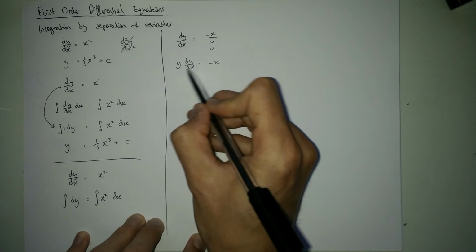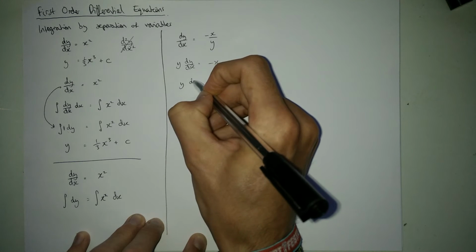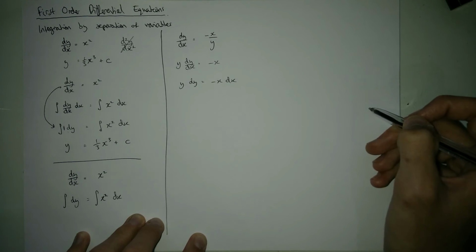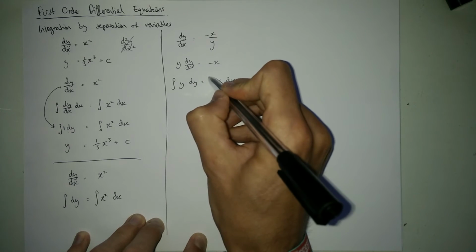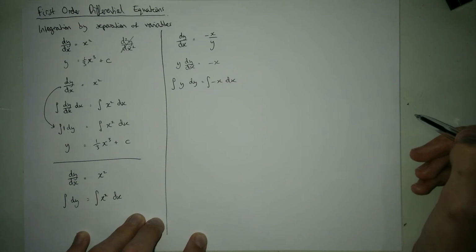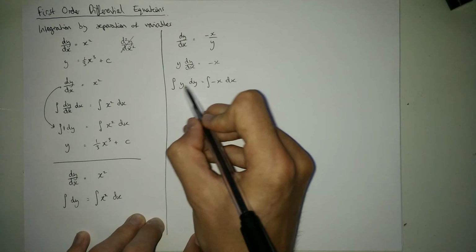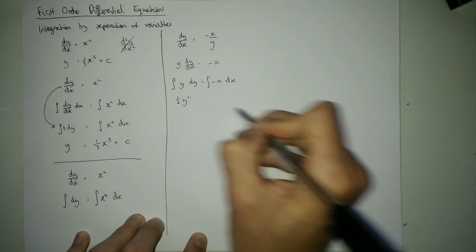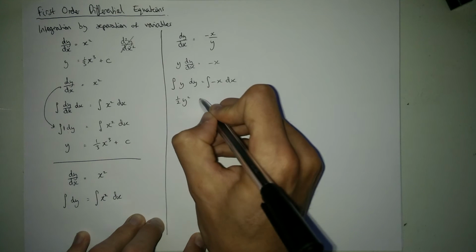And now to get the x's, we'll times by the dx. So now all the x's are on that side. At this point, we can integrate. Now the integral of y dy is just raise the power by 1, divided by the power.